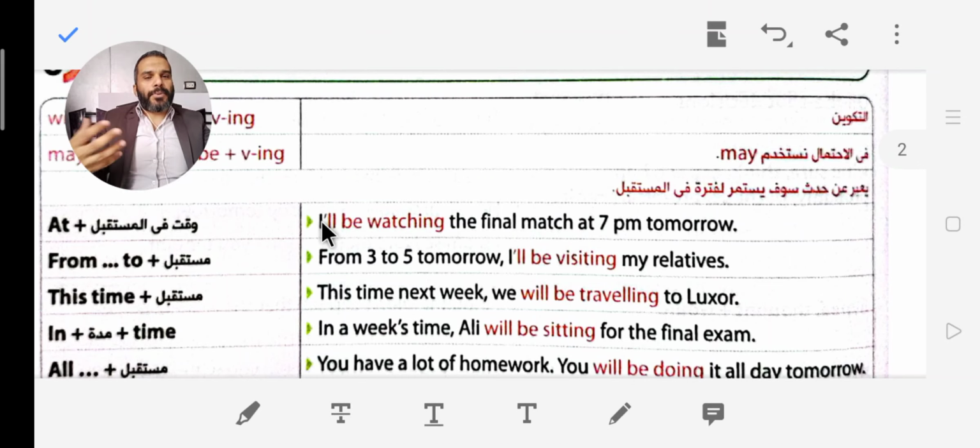So if you want to express an action that will be in progress at a specific time in the future, use future continuous tense. Okay? From 3 to 5 tomorrow, I will be visiting my relatives. This action will be in progress at a specific time from 3 to 5 tomorrow. Okay? This time plus future.